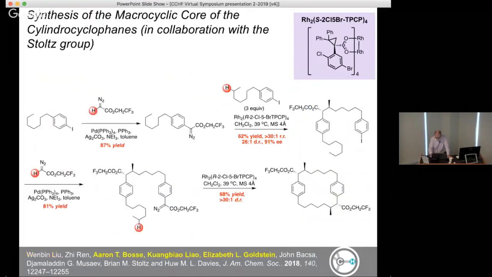And so now we've got a really active program trying to make the Cylindrocyclophane natural products. And basically, this just illustrates how we can use the chemistry to make the core of these natural products, the macrocyclic core. So basically, we've developed this palladium catalyzed cross-coupling, which is formally a CH functionalization, to make the desired diazo compounds. And then the second step, this is the big one, where we are getting selective reaction to occur at that C2 methyl. And again, this is going in good yield, good site selectivity, good diastereoselectivity, and good enantioselectivity.